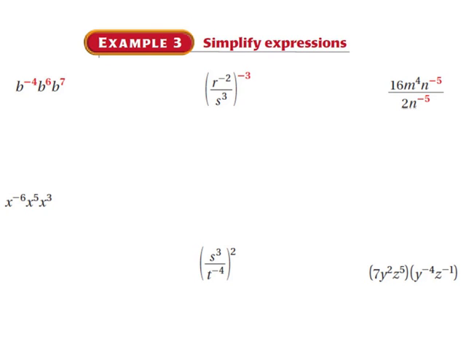Now we're going to simplify these. Okay, again, this was just addition if they were all the same bases and we were multiplying them. So it'd be negative 4 plus 6 plus 7, which is 2 plus 7, which is b to the 9th.